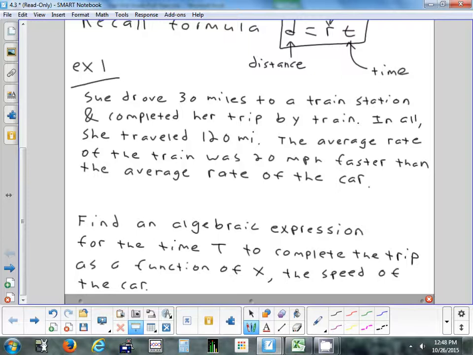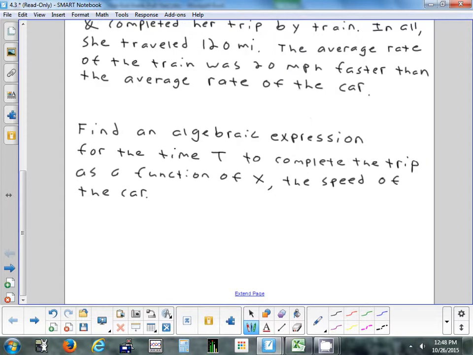If you view this as different legs of her journey, how many different modes of transportation is she taking? Two. So to find the total time it's going to take her to travel, we have to find the time it takes her both in her car and then the time on the train. So total time equals time in car plus the time she spends on the train.